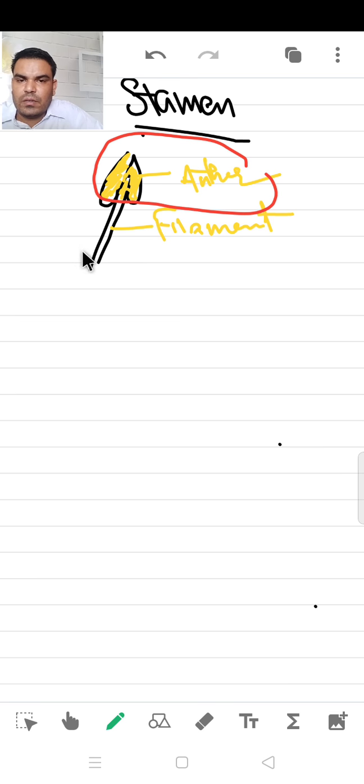So we'll see what happens here and what are the structures that are present in this structure. So let us start with this.